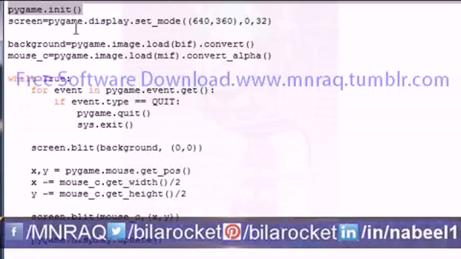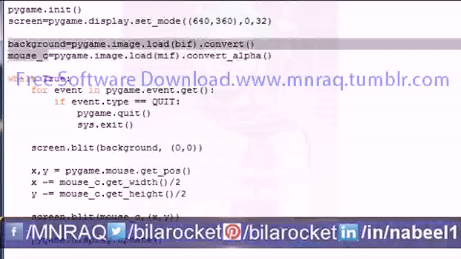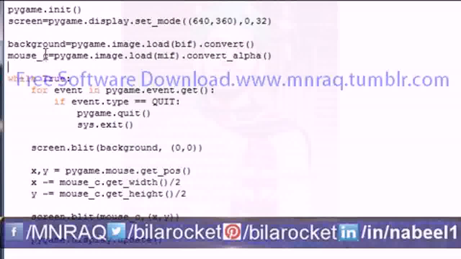The first thing we did is build a window or screen, so we can put our background image in it and our regular image in it. And you pretty much need to build a display every time, or else you don't have a window. The next thing we did is convert this new image and set it equal to a variable named background. We also converted this ball image and set it equal to a variable named mouse_C. So we have two variables that we're going to use, background and mouse_C, for our two images in our game.